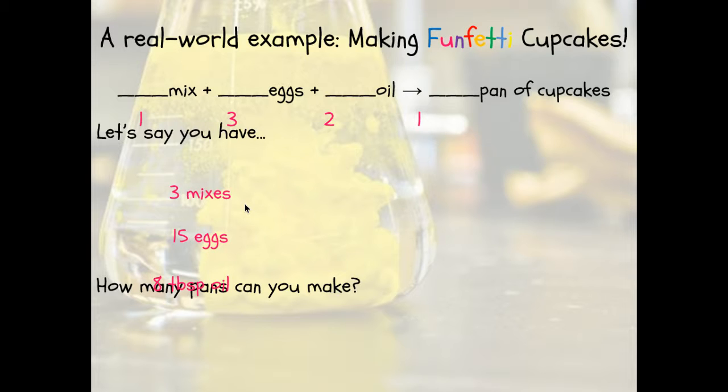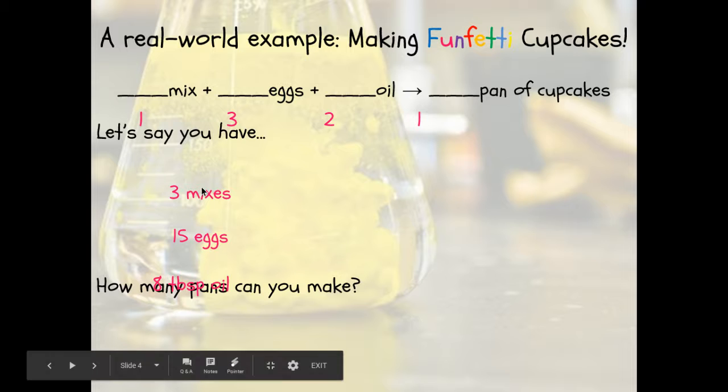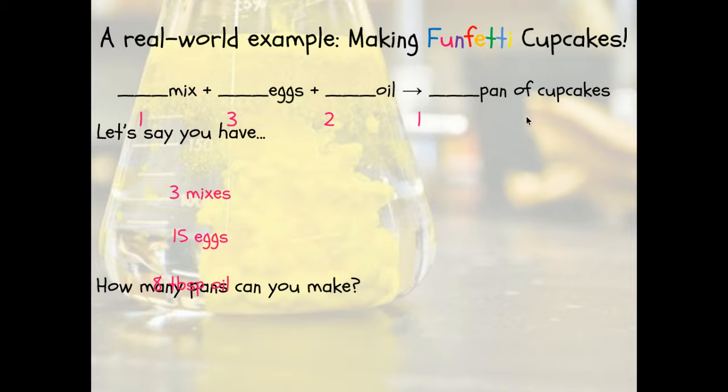So let's convert each one of these reactants to our product, which is the pan of cupcakes. So we're going to use dimensional analysis. So I know for every 1 mix, I can produce 1 pan of cupcakes. So let's put that up here. For every 1 mix, cake mix, I get a pan of cupcakes. Multiply across, I can produce 3 pans of cupcakes with 3 mixes.